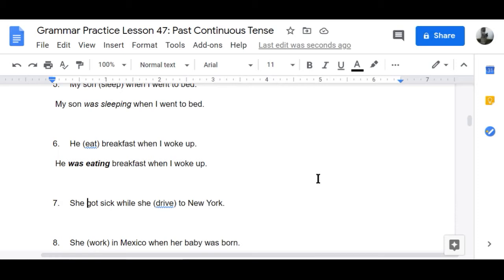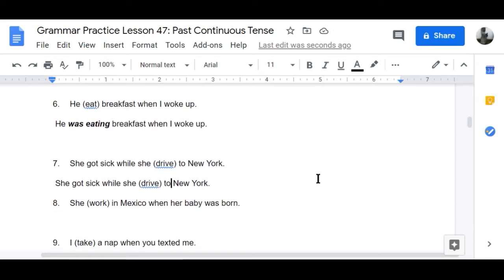7. She got sick while she to New York. She got sick while, I was talking about when. Now we have while. While she was driving. Replace here, guys. While she was driving to New York. Yes, she got sick while she was driving to New York.